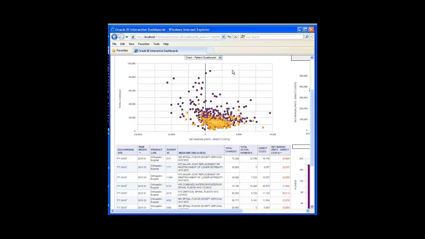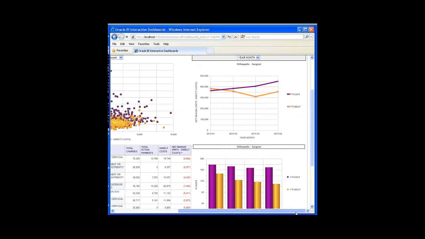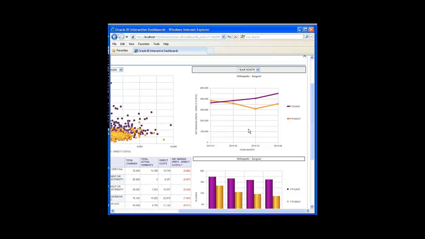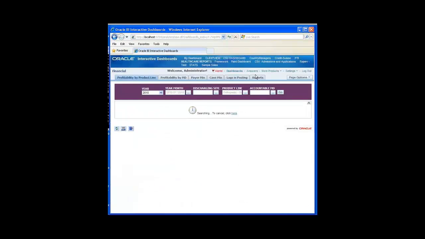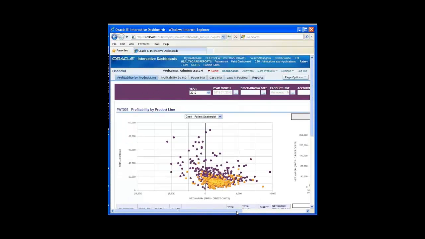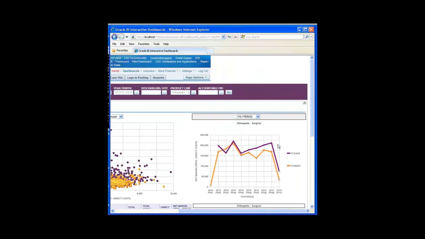Everything I've just showed you is really just 1/4 of one page of one dashboard. So continuing on, if I shift over to the right a bit, I have a trend over time by month of the profitability for my orthopedic surgical line, again broken out by month. If I wanted to see it by pay period or whatever alternate time frames you may want to see that data in, you can see it that way as well.